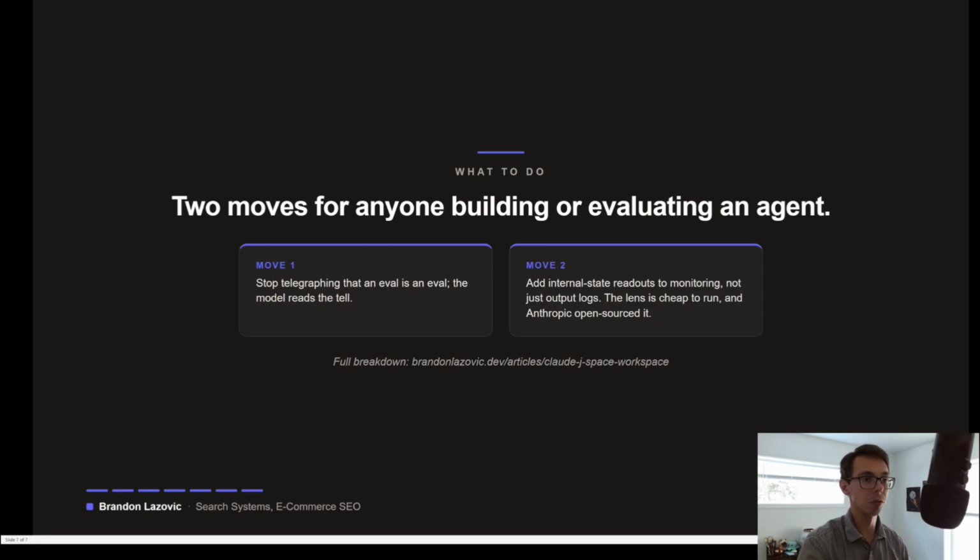I went a lot deeper in the full write up, including how the lens works, what it can't see, and an honest read on the consciousness question. And I even ran it myself on an open weight model to confirm it's not a Claude only trick.